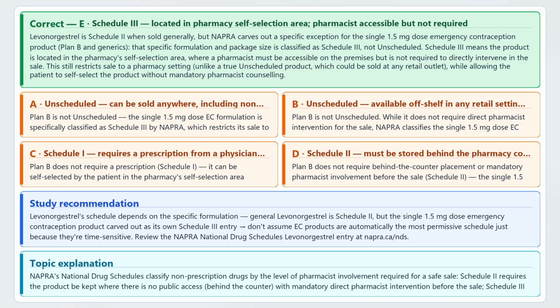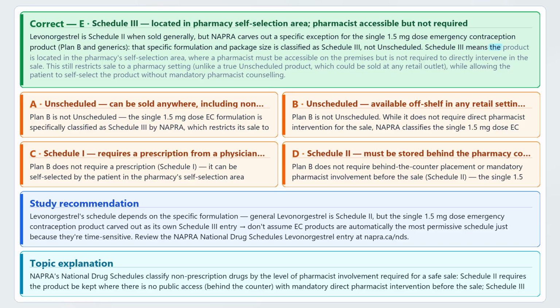Correct answer is E, Schedule 3, located in pharmacy self-selection area. Pharmacist accessible but not required. Levonorgestrel is Schedule 2 when sold generally, but NAPRA carves out a specific exception for the single 1.5 mg dose emergency contraception product, Plan B and generics. That specific formulation and package size is classified as Schedule 3, not unscheduled.